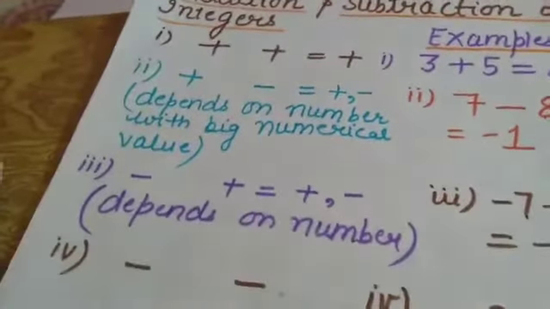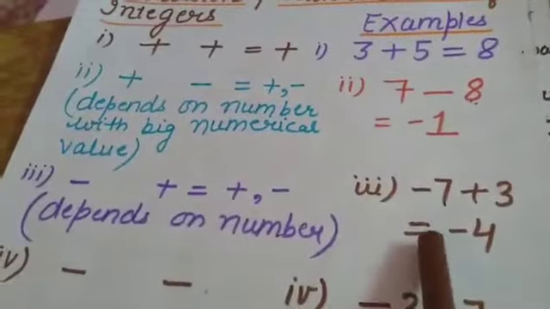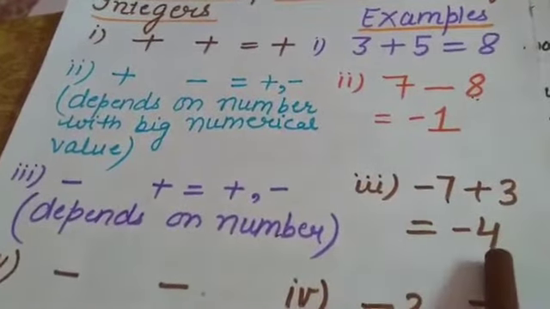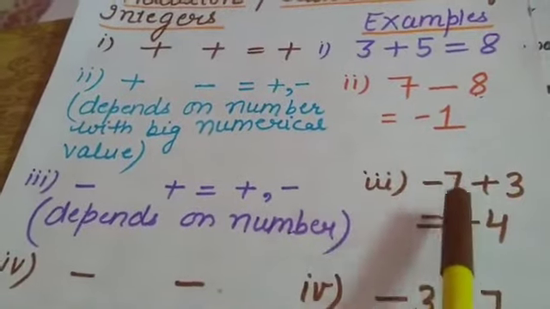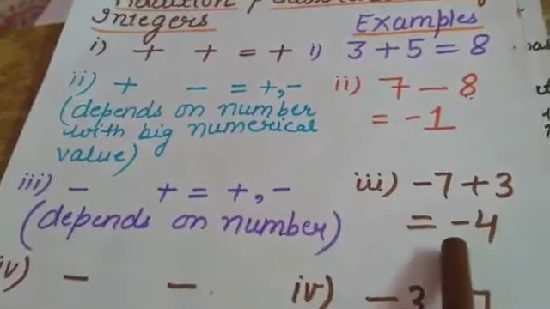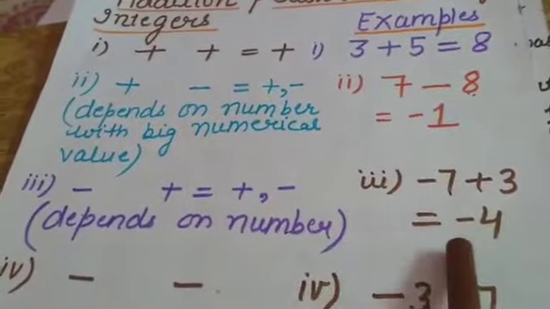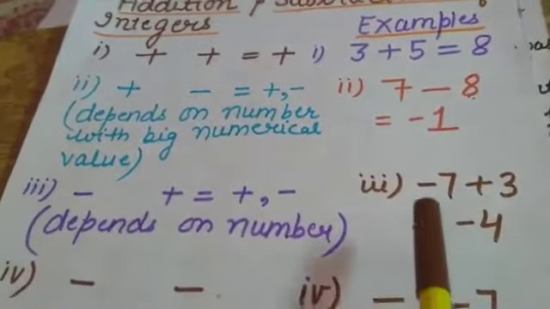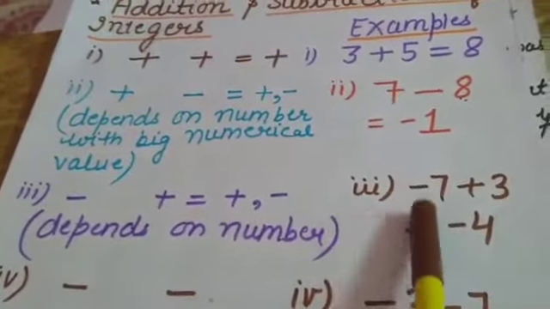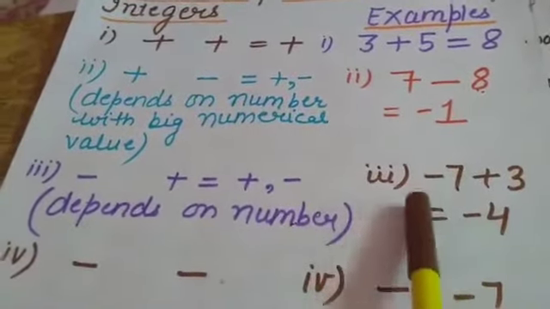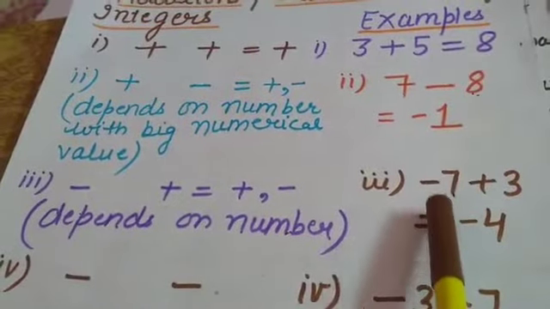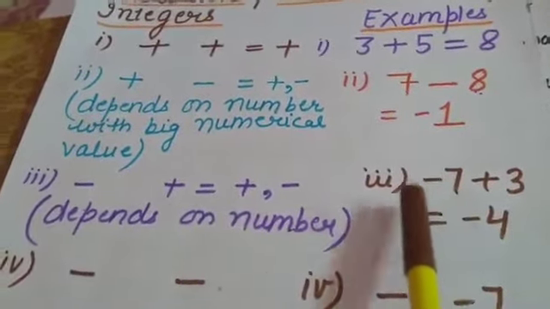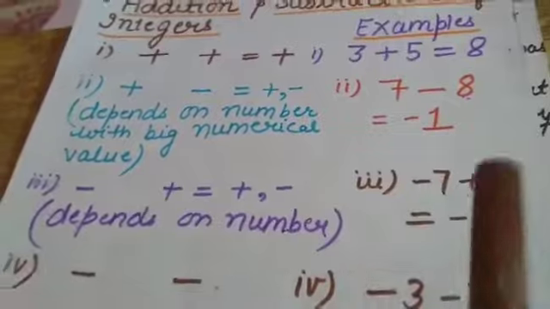Same for this third example. Suppose you have the numbers -7 and 3, and you have to add them. For the numerical value, you have to subtract the smaller number from the larger one. 7 minus 3 is 4, and come to the sign now. The sign will be of the number having the higher numerical value. Here 7 is greater than 3 and 7 is with a negative sign, so you have to put the sign of the larger number. The larger number is 7 and it is with minus, so you have to write minus.